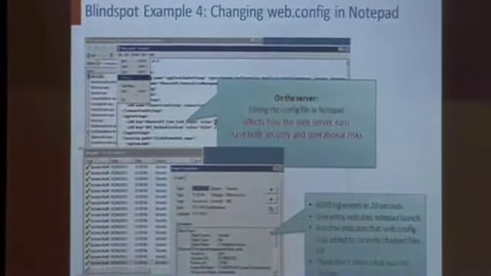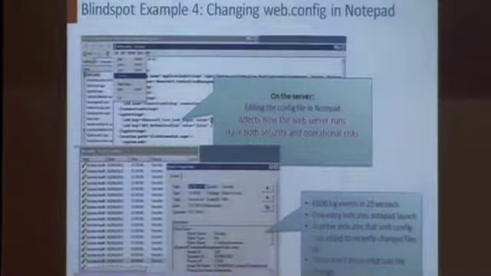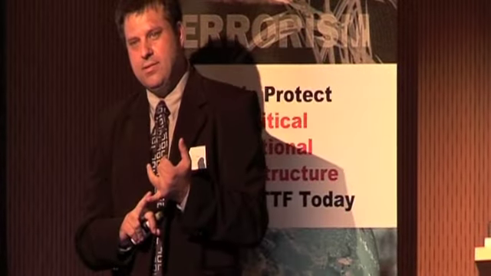And here is the last one that I'm going to talk about. Someone went to the web.config file, opened it with Notepad, and changed a 1 to a 0. Again, this affects how the web server runs and is really dangerous. It has both security as well as operational implications. Again, it takes 20 seconds to make this change, and 6,000 log entries were generated.